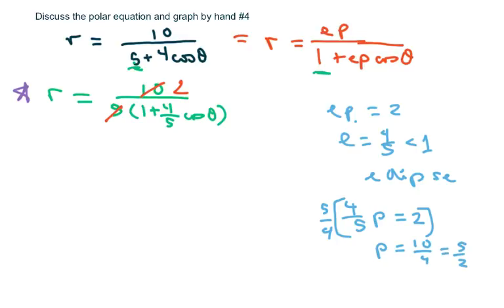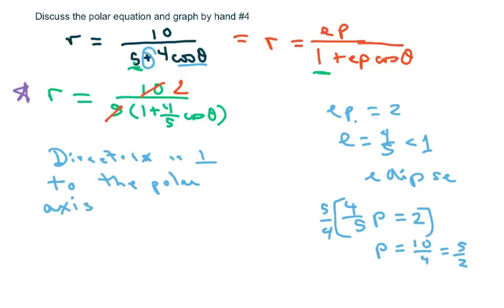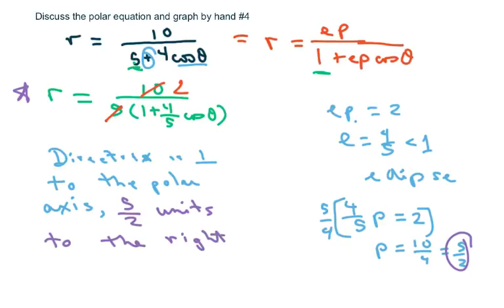So let's look at this equation again and discuss it. It's cosine. That means the directrix is perpendicular to the polar axis. Also, it's positive, so our units are 5 over 2, which is 2.5 units to the right of the pole.